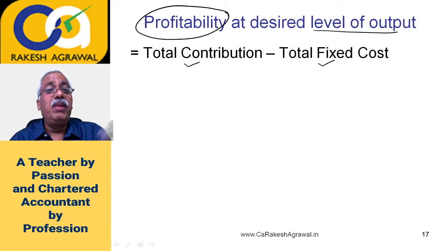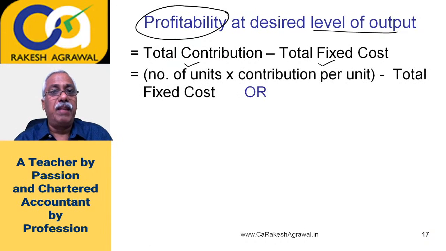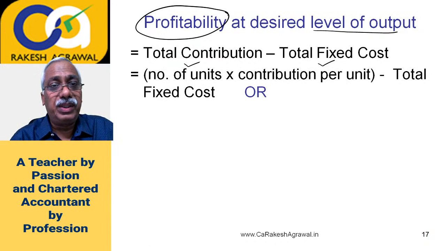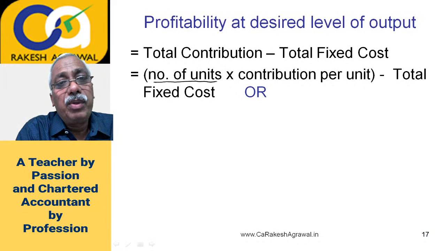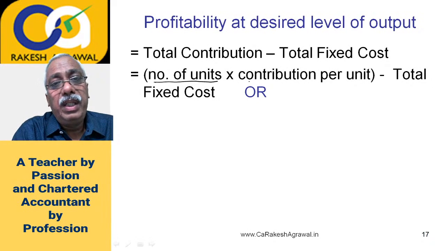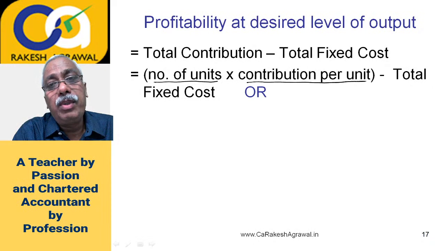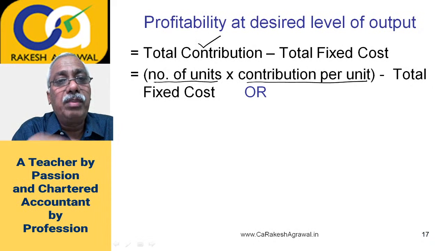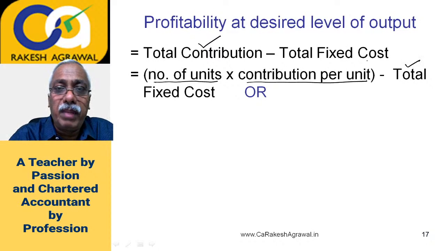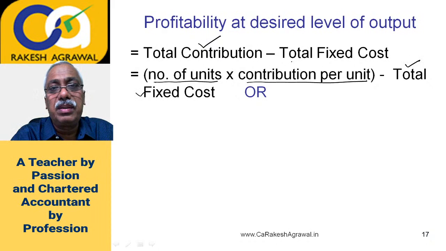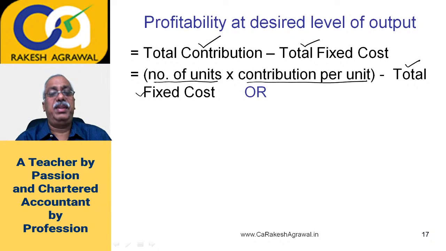Now there could be different ways of calculating the contribution. For example, if in the question you are provided information about the number of units, the number of units multiplied by contribution per unit will give you total contribution, and total contribution minus total fixed cost will give you profit.